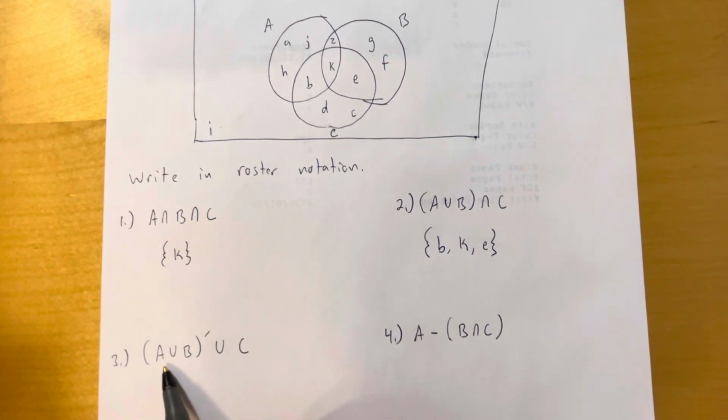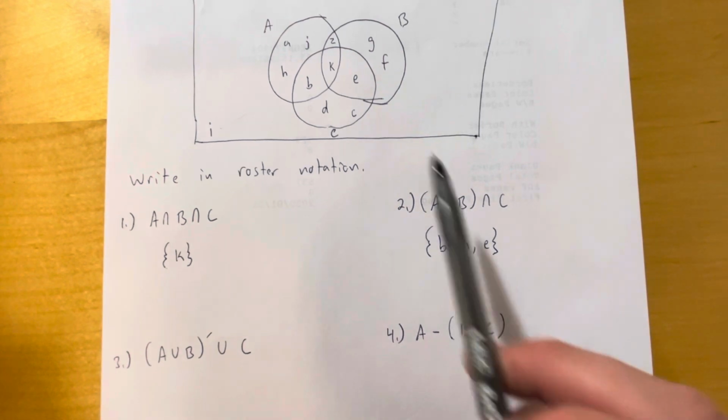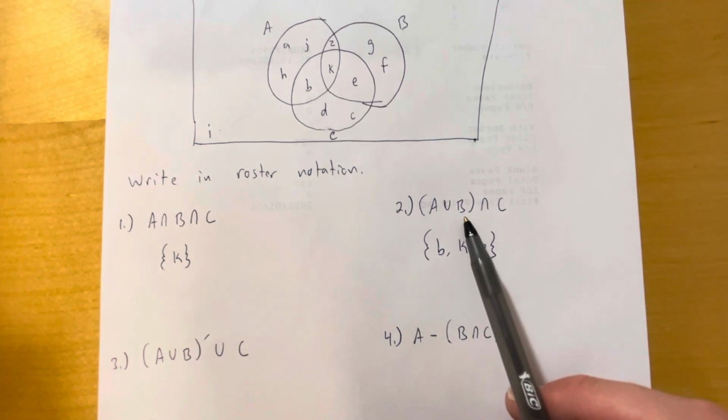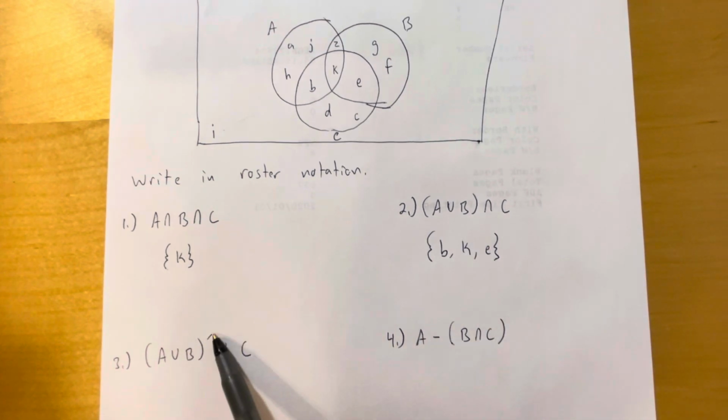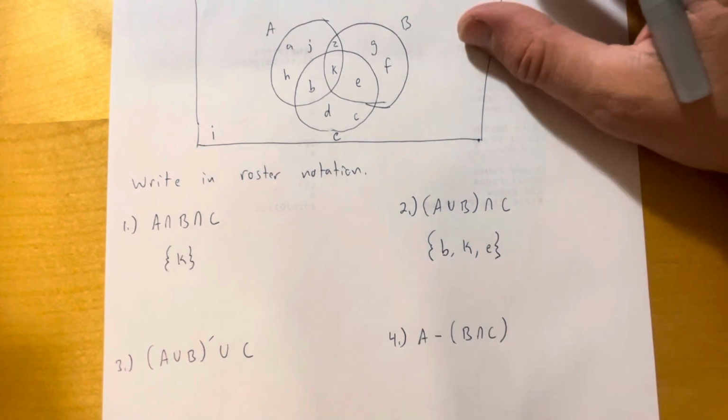Here we have A union B, which also appeared here. Remember, we listed off what all of those were, but this time I'm taking the complement of that set, and then I'm going to take the union of whatever that is with C. So this looks similar to this one, except I'm taking a complement here, and then I have a union here instead of an intersection here. So let's think through what that would look like.